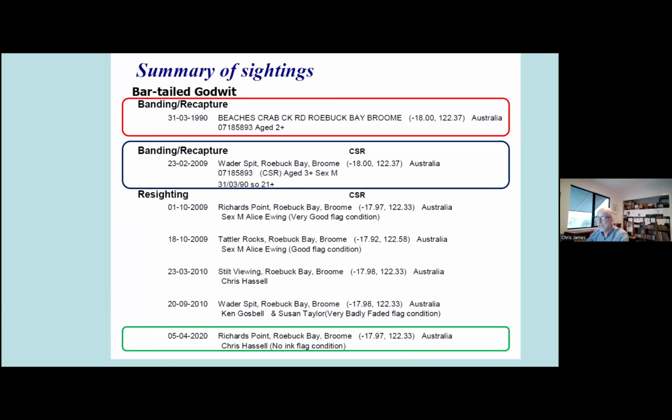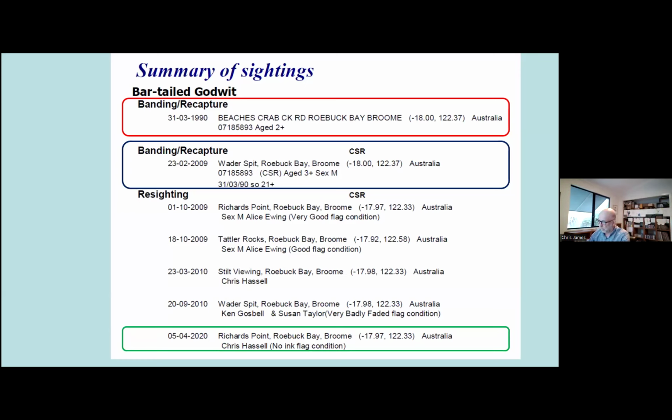You'll notice the 10-year gap between resightings down there. This is due to the fact that the flag had faded, the ink had faded from the flag. So that's another factor to consider when you design your study. Where will you get your flags from? You can make them yourselves. It's time consuming and difficult to access the material, but you can do them yourselves. Or you can get them made professionally, but do remember the quality is not always perfect.